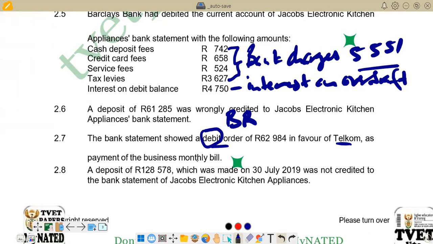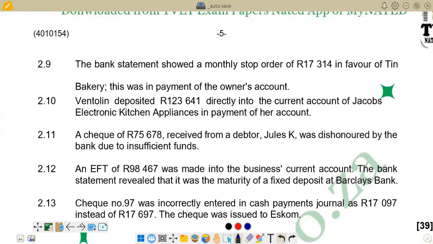So usually a debit order, at the end of the period, will not be reflecting in our cash book. So we need to enter it when we are now doing the reconciliation. So we are now going to the credit side and put this 62,984, and it's for Telkom. Very important to take note as we enter it there, so we can go to our credit side.